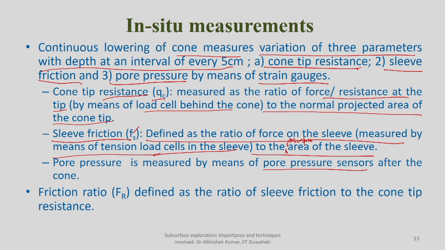Okay. So, then you can determine one parameter which is called the friction ratio. Friction ratio is defined as the ratio of sleeve friction, that is Fs, and cone tip resistance, that is Qc. So, you can call it Fr equals Fs over Qc. So, you went to the site, measured this parameter based on your gauge readings, and then determined this parameter.